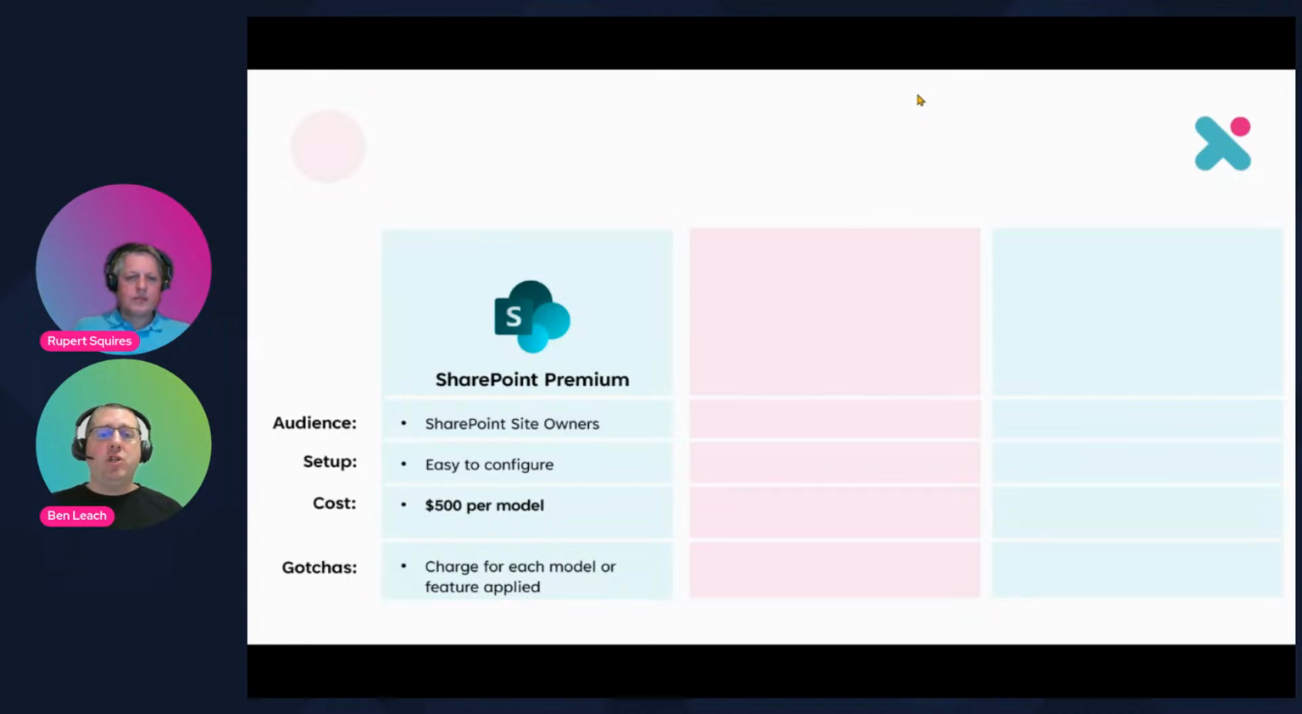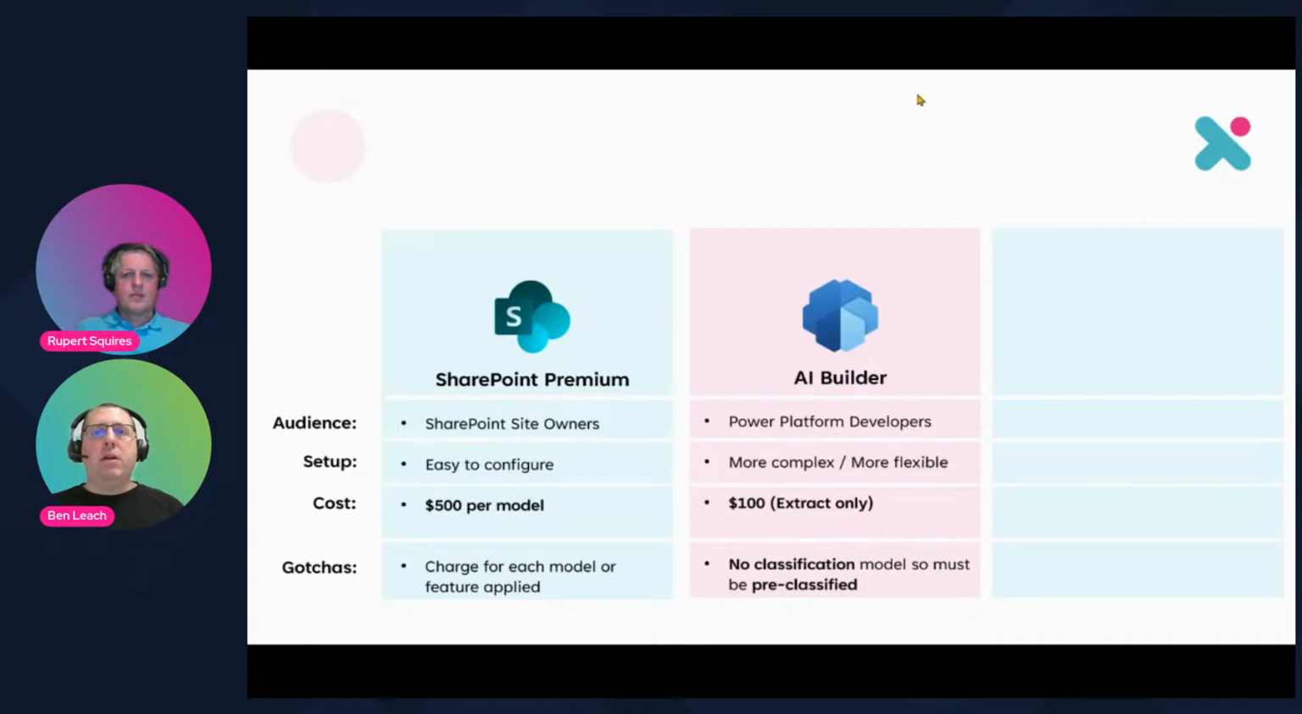So that is a bit of a gotcha. You get charged for each model that gets applied to your documents. And if you have multiple documents in a library, every model is going to be applied to it. The next scenario is AI Builder. So as I said, Power Platform developers, a bit more complex, but more flexible. The key thing here is that there is no document classification model available, at the time of this video, within AI Builder.